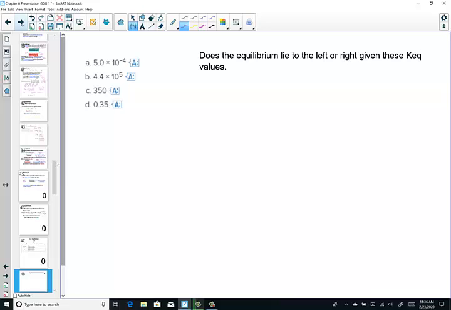Well, letter A gives us a very small number. 5 times 10 to the negative 4th power is a very small number. Since K is less than 1, we're favoring the left side. The reactants are being favored. The equilibrium lies to the left.